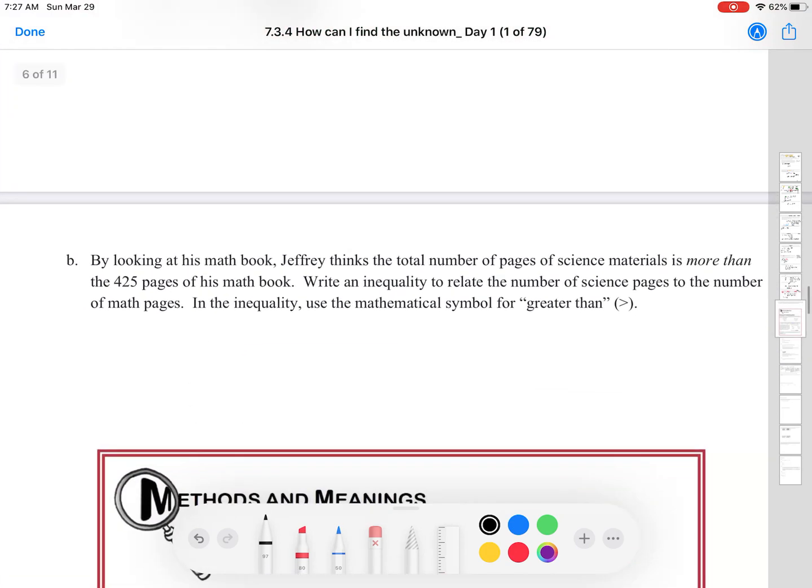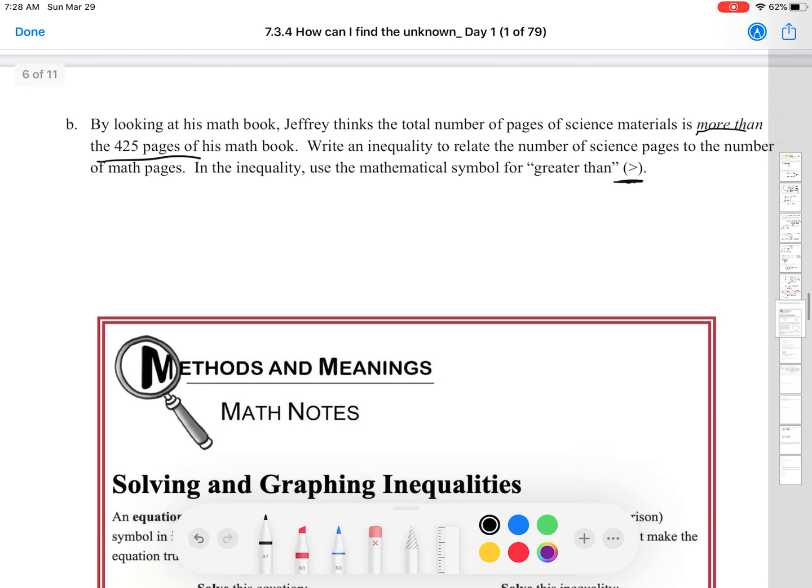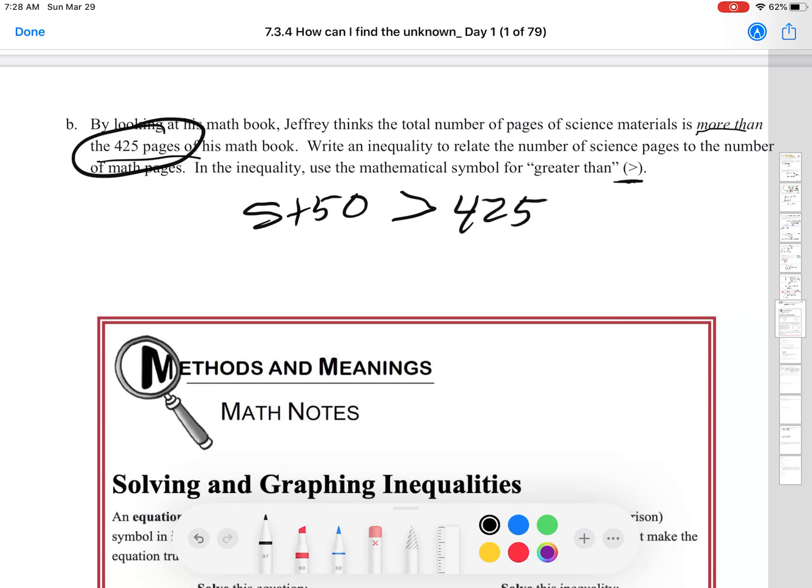By looking at his math book, Jeffrey thinks the total number of pages in the science materials is more than, there's that inequality, 425 pages of his math book. Write an inequality, that means that we're going to need that symbol, to relate the number of science pages to the number of math pages. In the inequality, use the mathematical symbol for greater than. So what we'd say is S plus 50, the total number of science pages, is greater than the pages in his math book, which is 425, just in his estimation.